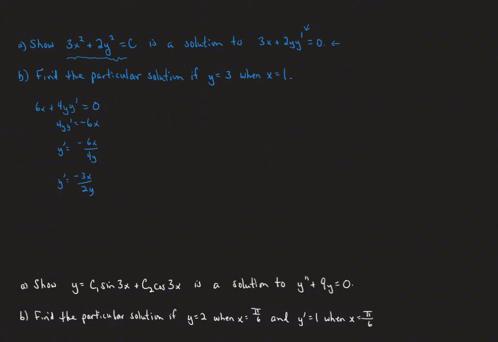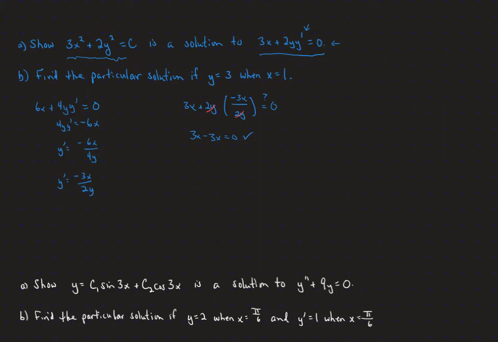Now we're going to go to our differential equation, and so we're going to go 3x, plus 2y, I'm going to just leave it as 2y, times our y prime, which is a negative 3x over 2y, and hopefully we can get this to be equal to 0, sorry, otherwise we're going to be in trouble there. So we can see that the two y's will cancel, and that leaves us with 3x minus 3x, which is indeed equal to 0. So that's part A.